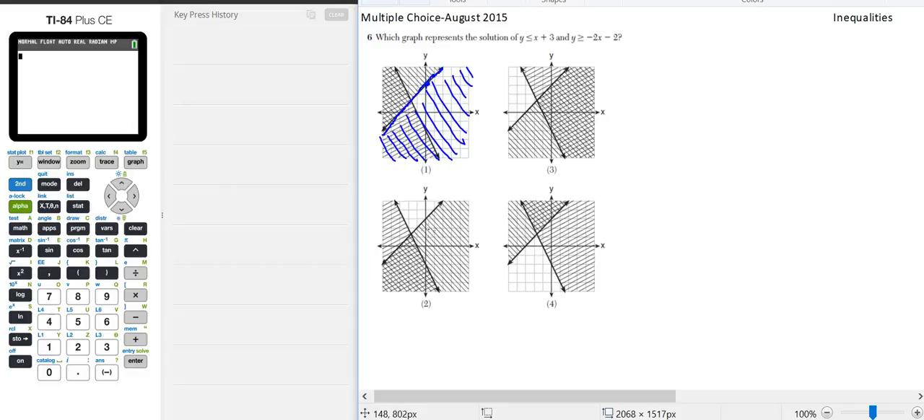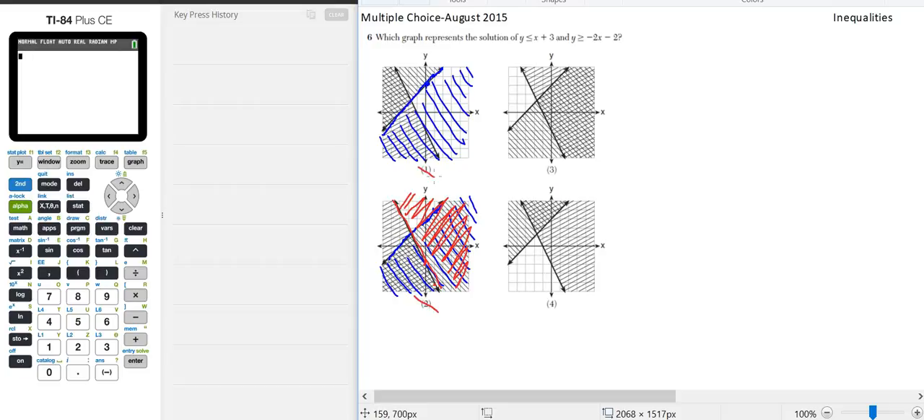Y is equal to x plus 3, that line looks like it's this line over here, and the whole region below the line should be shaded, so this whole area should be shaded. So far that's correct. So now let's look at the other inequality. Y is greater than or equal to negative 2x minus 2. Negative 2x minus 2 is this line over here. And y is greater than or equal to that, so this whole region over here should be shaded. And since that region is not shaded, this choice cannot be the correct answer to the question.